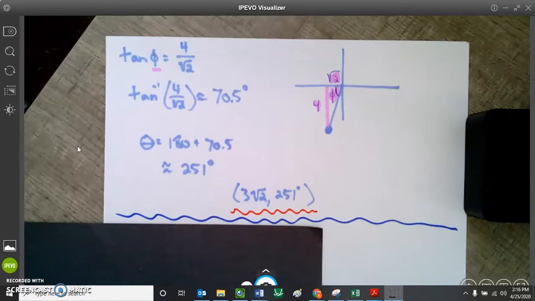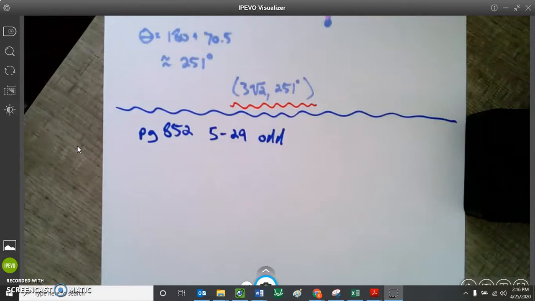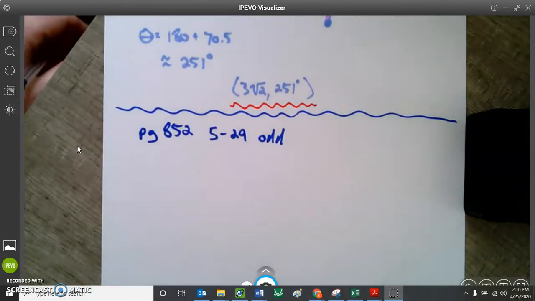So just some activities. Here are your suggested problems, page 852, 5 through 29. Make sure you guys can do those. There's a worksheet that I posted that I want you to do and share back with me once you get the answers, or email. I have you doing a Flipgrid this week.